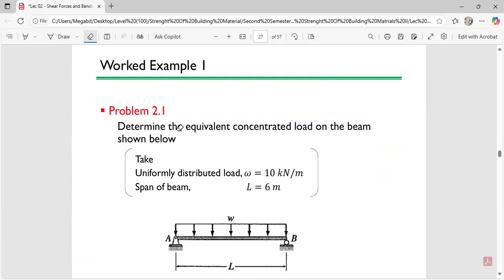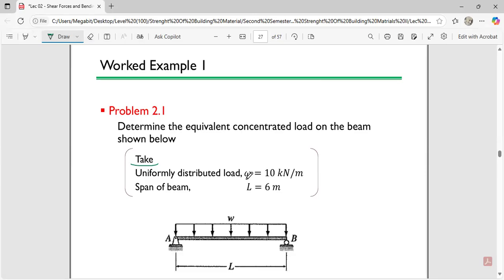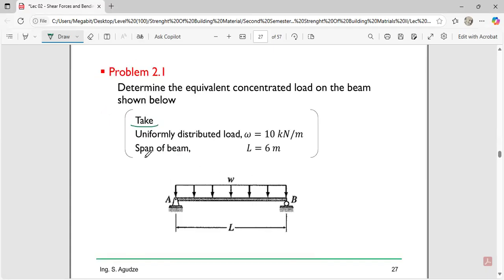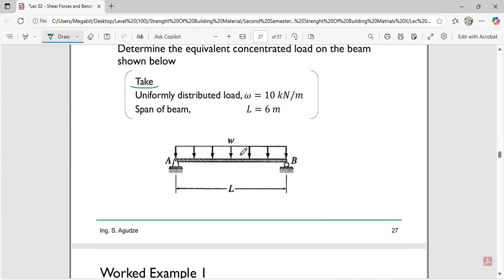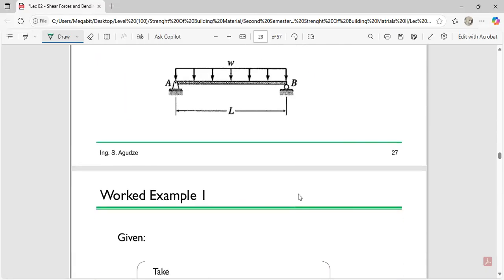They say determine the equivalent concentrated load of the beam shown below. Okay. And they say we should take uniformly distributed load W to be 10 kilonewton per meter. And then they say we should take the span to also be 6 meters. Okay. This over here is a simply support because it is supported by a hinge and a roller. I told you initially that hinge support has 2 reactions and the roller has 1 reaction.